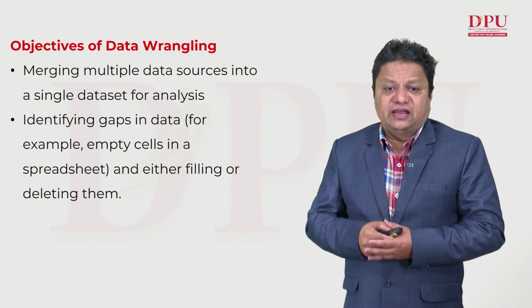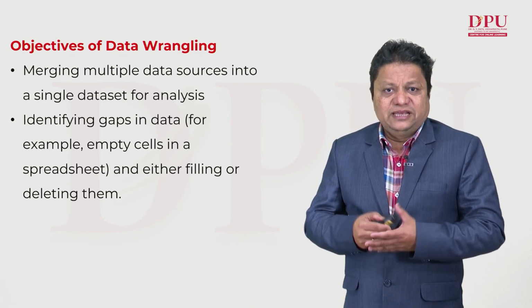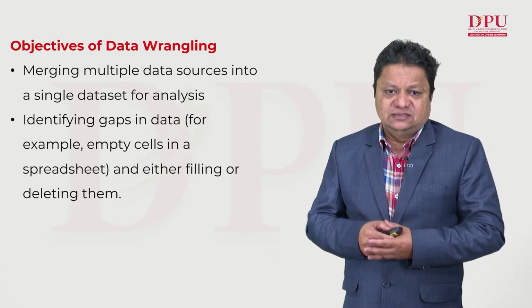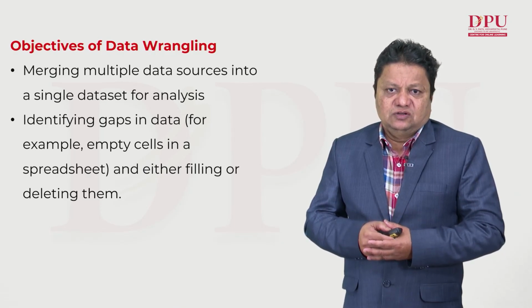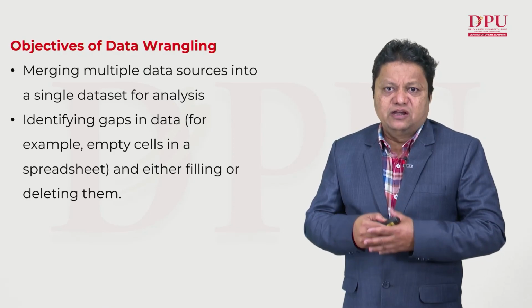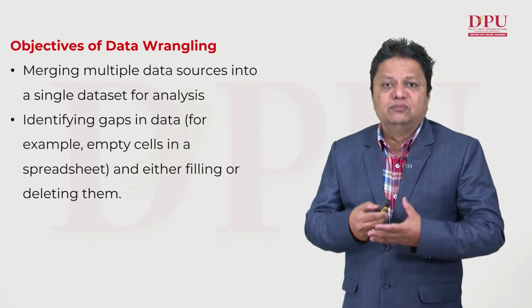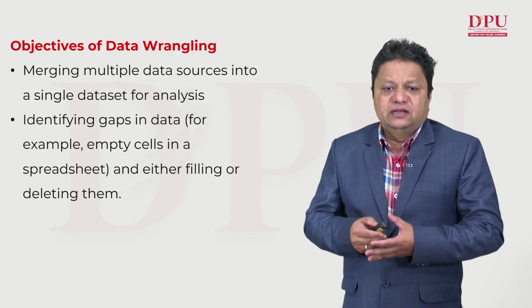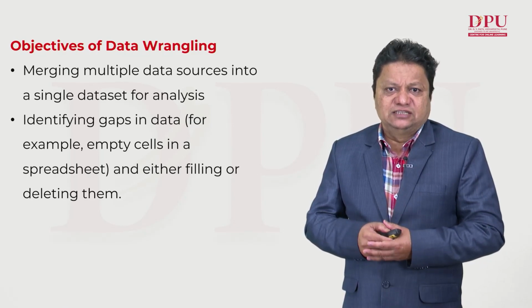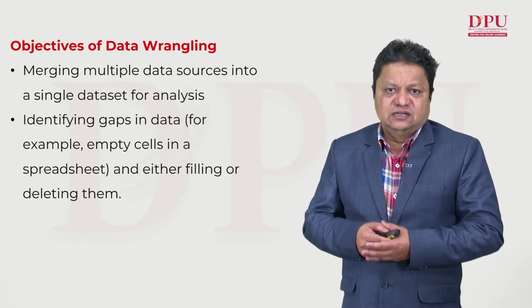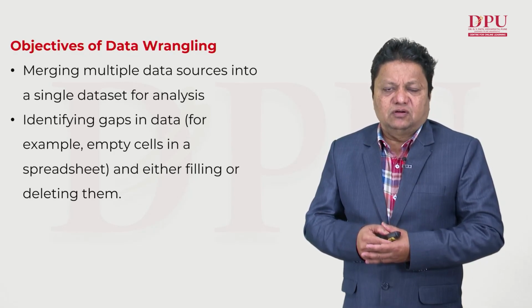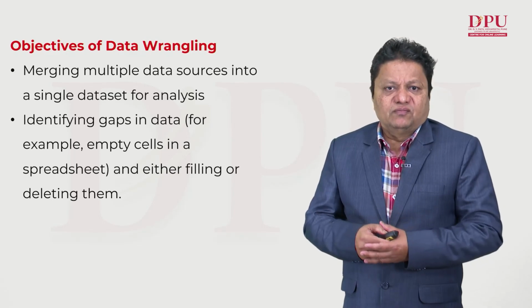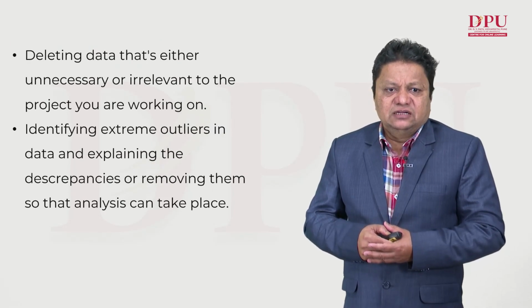Second, to identify the gaps in the data. The gaps can be in the form of empty cells in the spreadsheets. It can be duplicate values, it can be null values. So to identify the gaps in the data set and to remove them from the data set, either filling or deleting them. Once you find the empty cells, you can fill them by using different methods, or else you can simply remove them. So these are some of the objectives of data wrangling.